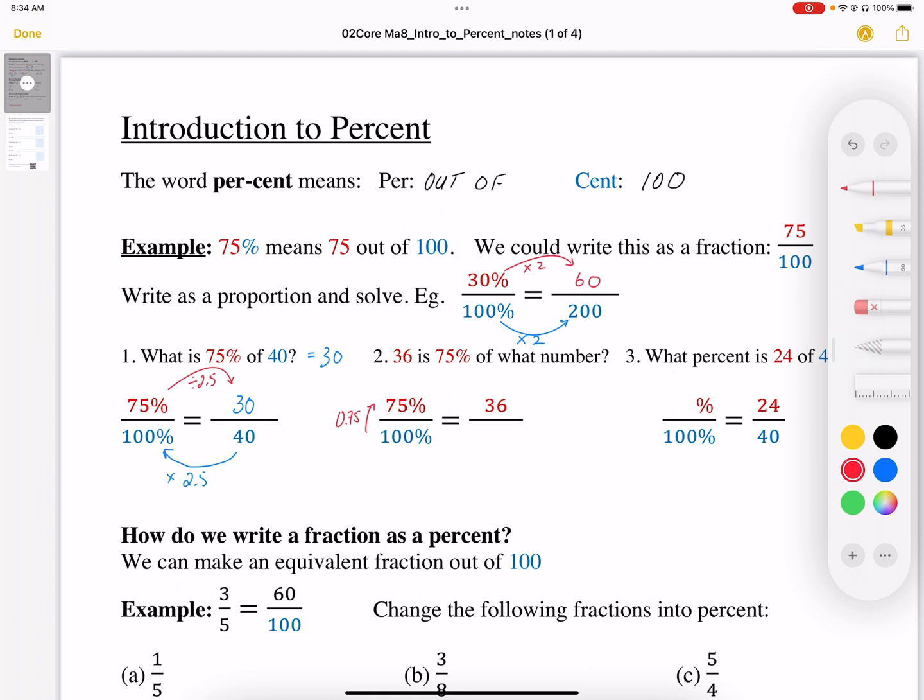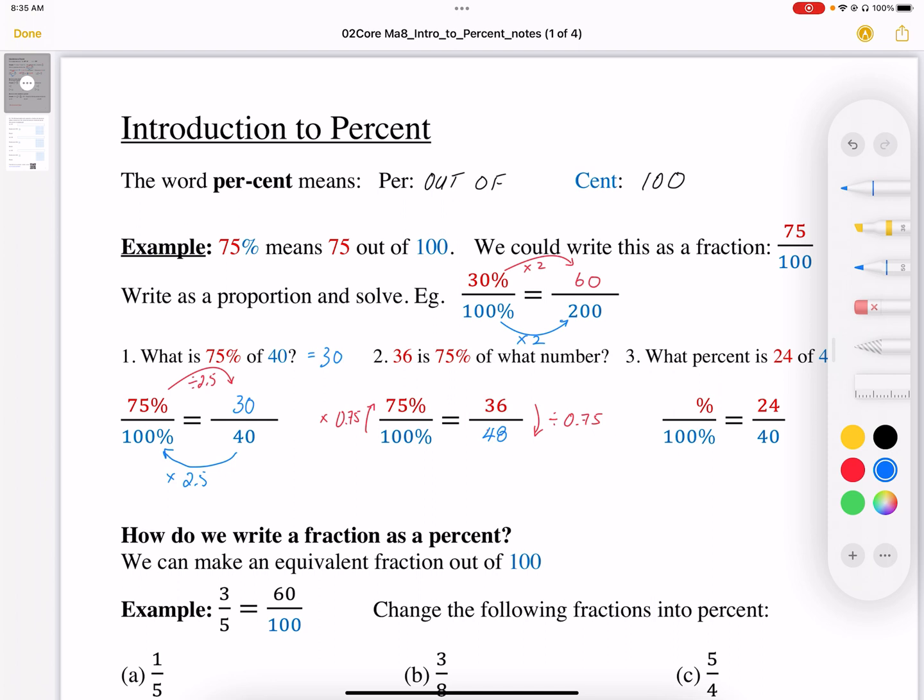So 75 divided by 100 is 0.75. So I'm timesing in that direction. So I'm going to go in the opposite direction. I'm going to divide by 0.75. So sometimes we want to times, sometimes we want to divide. We're going to now start working with that up and down multiplier, which is our decimal percentage. So if I divide 36 divided by 75, I'm going to end up with 48. So that 48 represents the whole. So 36 is 75% of the whole 48.